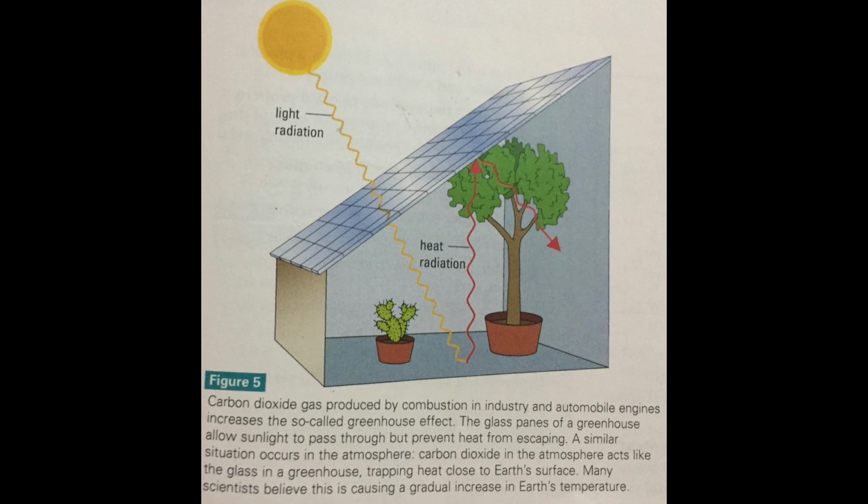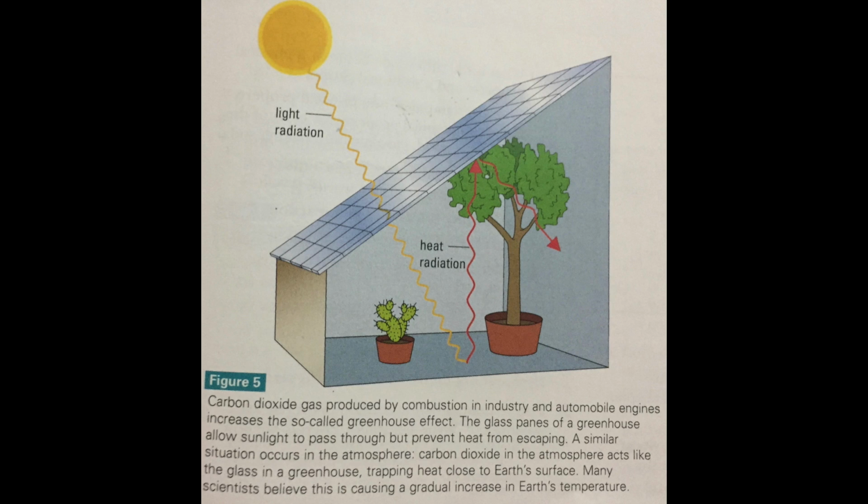When gasoline burns in an automobile engine, the carbon dioxide that is produced increases the greenhouse effect, which may be causing global warming. That's figure 5. Let's look at figure 5. Carbon dioxide gas produced by combustion in industry and automotive engines increases the so-called greenhouse effect. The glass panes of the greenhouse allow sunlight to pass through but prevent heat from escaping. A similar situation occurs in the atmosphere. Carbon dioxide in the atmosphere acts like the glass in the greenhouse, trapping heat close to the Earth's surface. Many scientists believe this is causing a gradual increase in Earth's temperature.